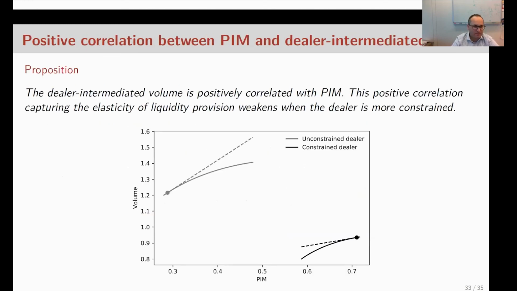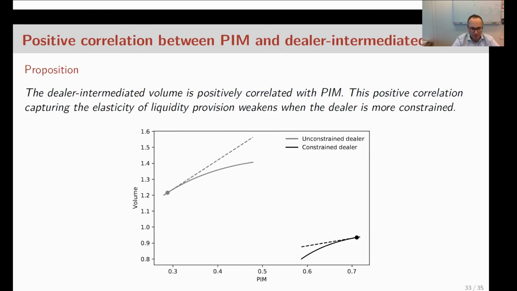And then the second key proposition is captured by this graph here. And it states that dealer intermediated volume is overall positively correlated with PIM. And as I said before, this correlation we refer to as the elasticity of liquidity provision. But now when we're moving from a state where the dealer is unconstrained, which is captured by the light gray here, to a state where the dealer is more constrained, what we see is that the tangent line essentially becomes flatter.